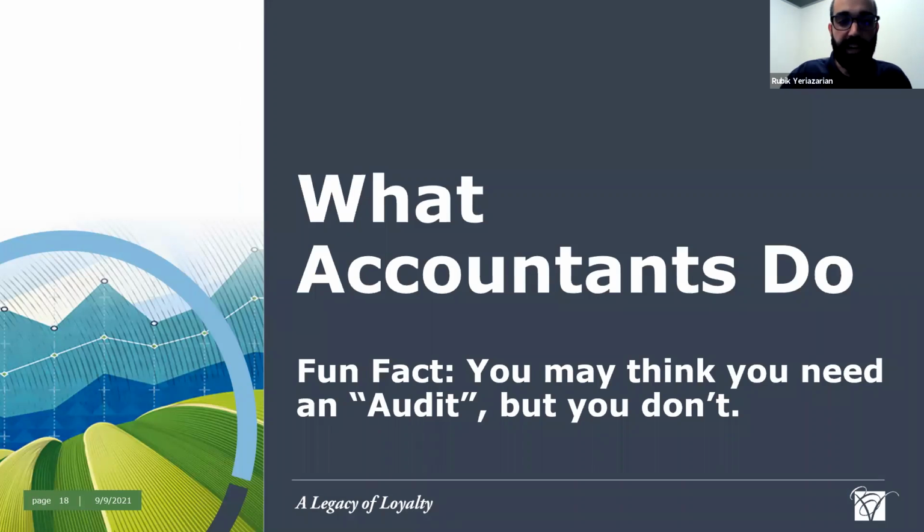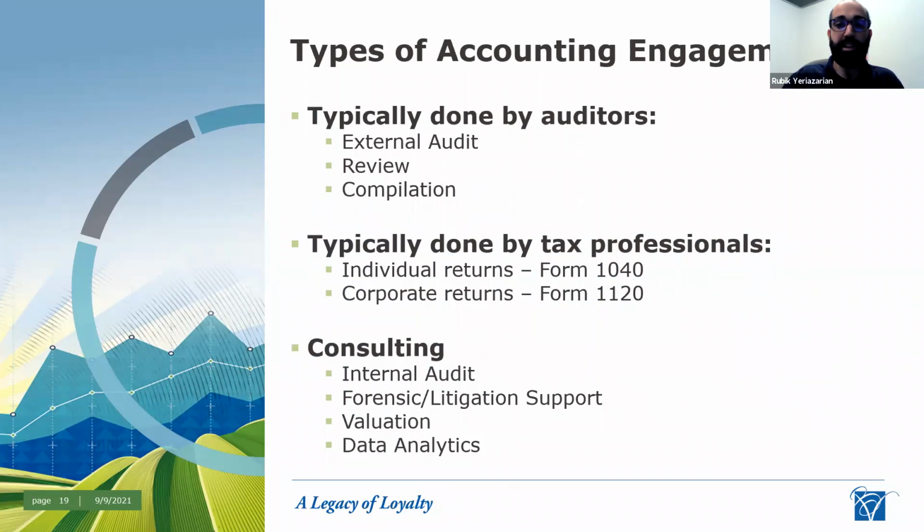Okay, so what do different kinds of accountants do? Fun fact: you may think you need an audit, but you don't. I don't do audits, but a lot of people call me and say, we need you to audit these books. And I always have to say, thanks for calling, just to clarify, I don't do audits. What do auditors do? Auditors could do a formal external audit where the end result is an audit opinion. We capitalize the A in Audit because that means a very specific thing to accountants. Auditors can also do a review or a compilation. On the next slide, we'll get into a little more detail on the differences between these.